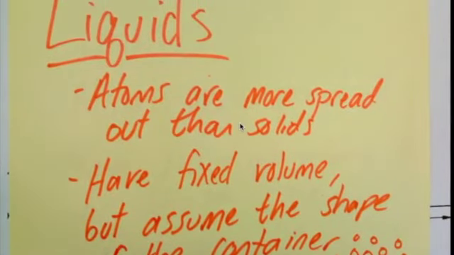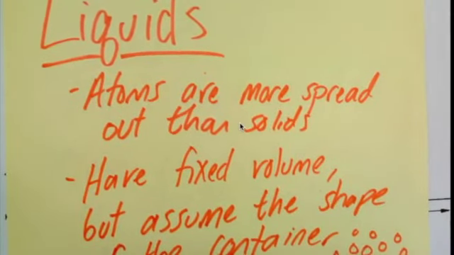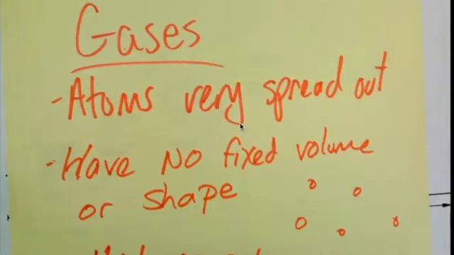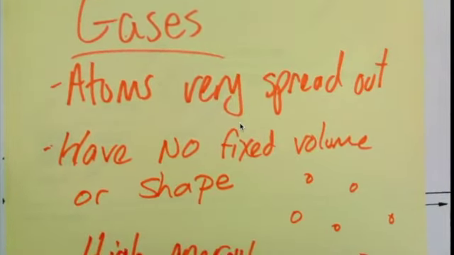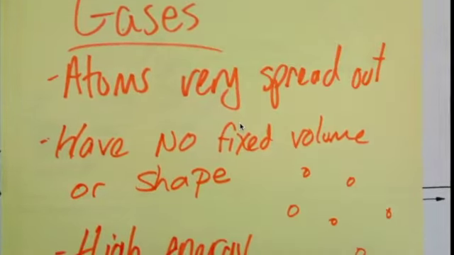Our last phase of matter that we're going to talk about today, and there are more, but the last one you need to know for today, are the gases. And in a gas, the atoms are very spread out from one another because they have high amounts of energy. So these atoms are just zipping around, so they spread out far from each other. They have no fixed volume or shape.